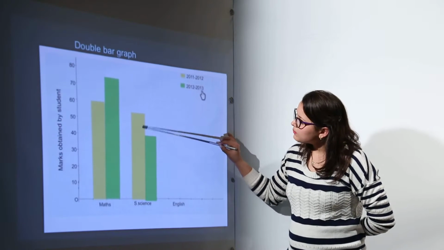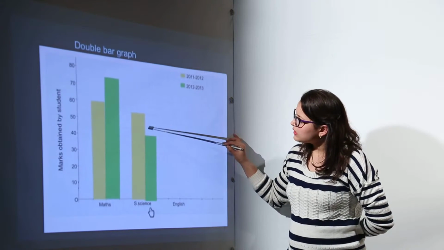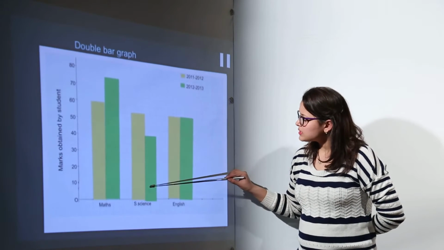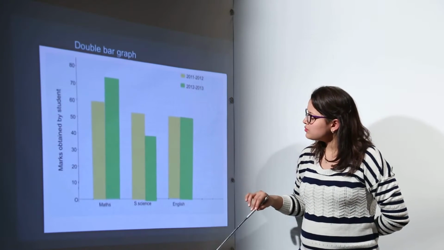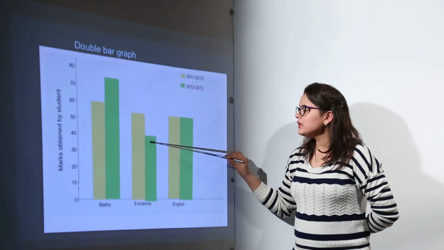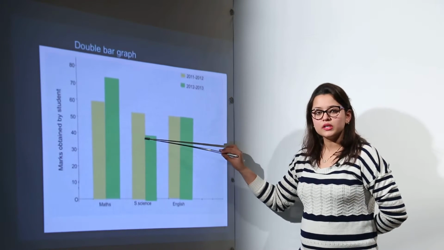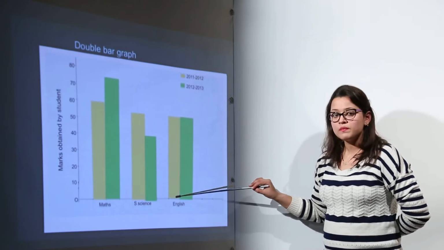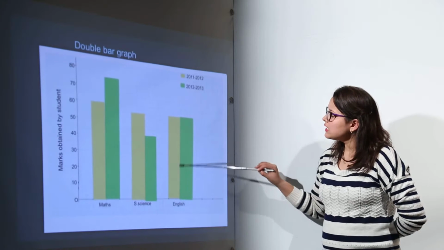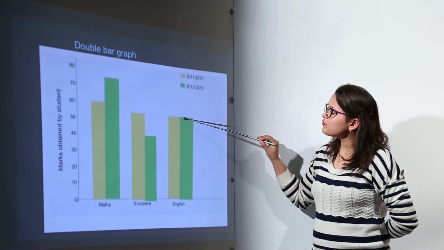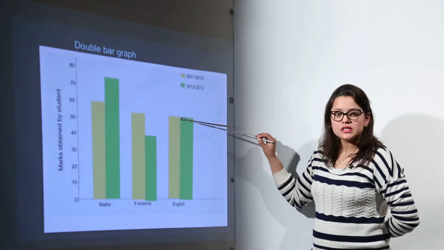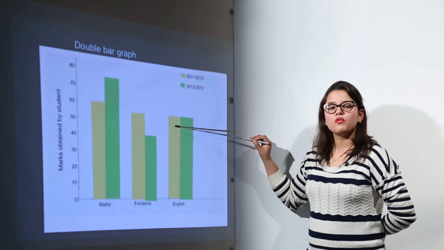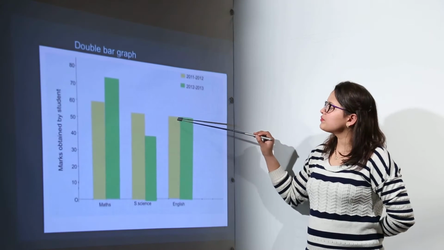Now we can clearly compare that in 2012-13 the student has become weak in social science, right? The marks have reduced, so we can clearly identify the performance of the student in this subject. Similarly, moving on to the next subject, English, we can see that for both years the student's performance is remaining constant. Constant means the student has been performing at the same level as he was performing in the previous year, right?